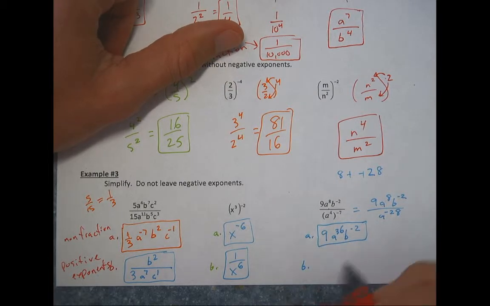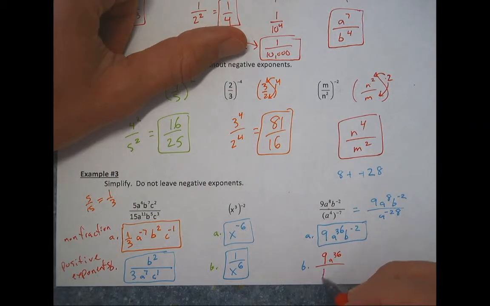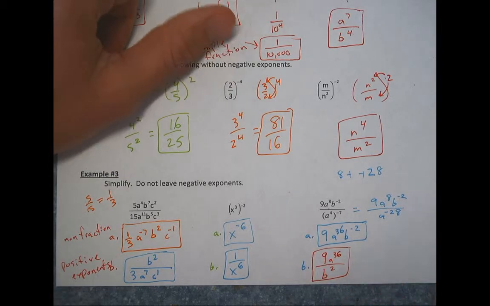And then if I want to give an answer that has only positive exponents, I'm going to have to make it fractional. This whole top, 9, a to the 36, is going to stay, but I want to get rid of this negative exponent. And so b to the -2nd comes down and becomes positive second.